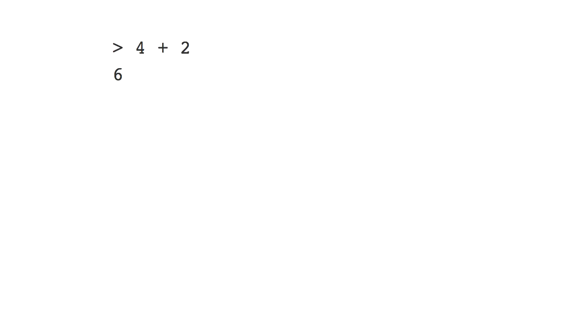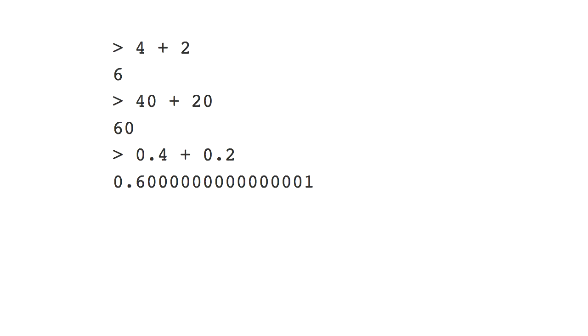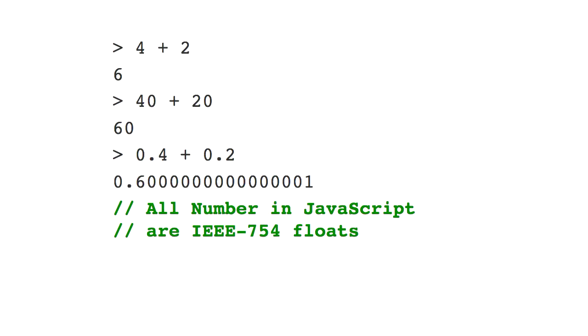And numbers are fun in JavaScript. So back to our easy example earlier. What is 4 plus 2? 6. What is 40 plus 20? 60. What is 0.4 plus 0.2? 0.60000000001, because everything in JavaScript that is a number is actually a float. Imagine doing math with this. It is fun. The extended character set as well.